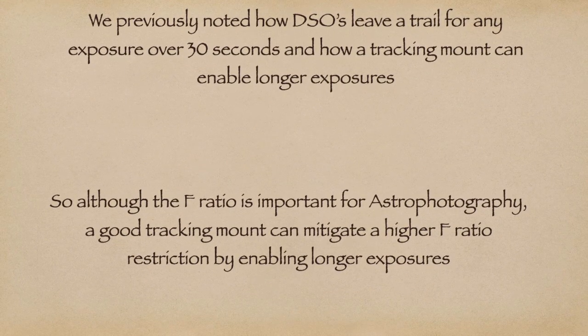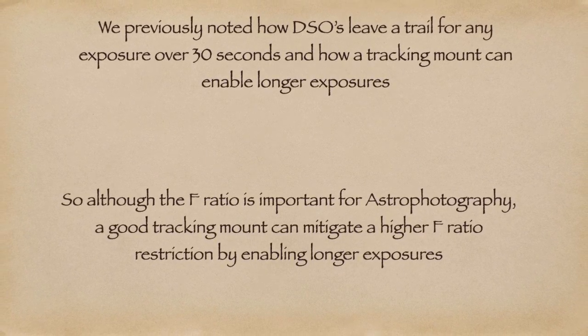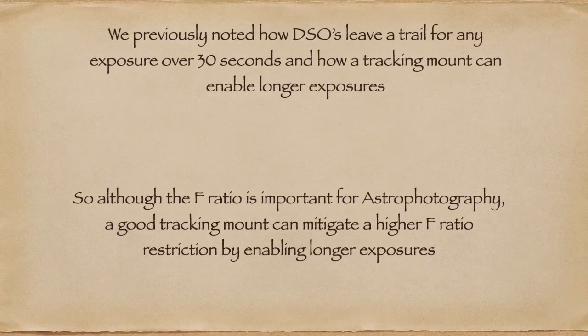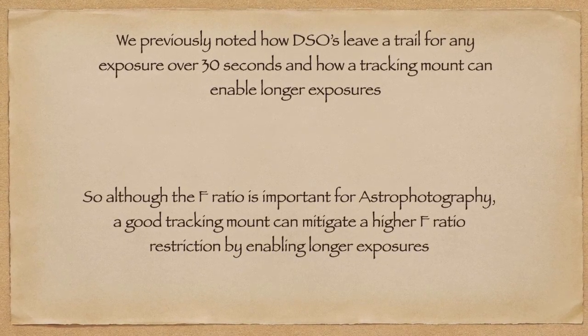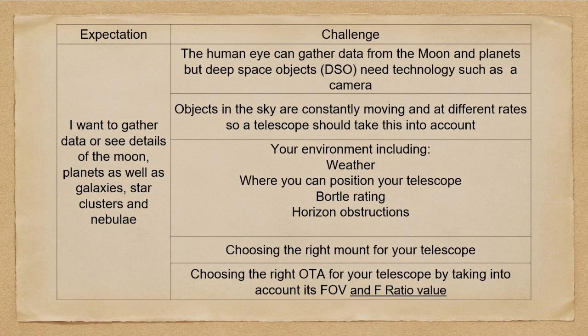We previously noted how DSOs leave a trail for any exposure over 30 seconds and how a tracking mount can enable longer exposures. So although the F ratio is important for astrophotography, a good tracking mount can mitigate a higher F ratio restriction by enabling longer exposures. We can add to our challenge of choosing the right OTA for your telescope by not only taking into account its field of view, but also its F ratio value.